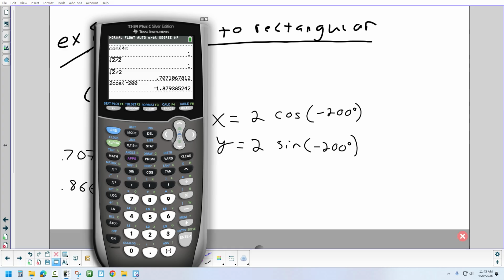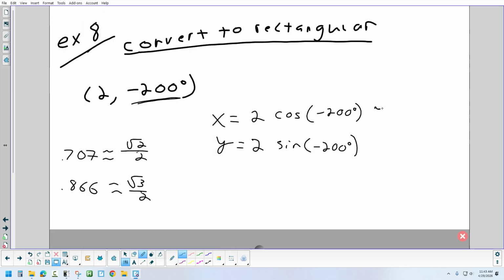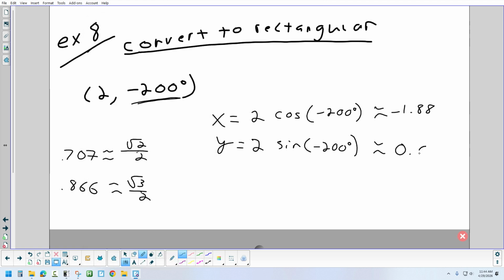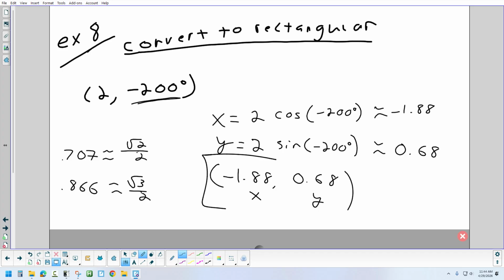Okay, so the x value is negative 1.88. And the y value is 2 sine negative 200, about 0.68. 2 decimal places is good. And now write your final answer. That's your x. That's your y. And that is your final answer.